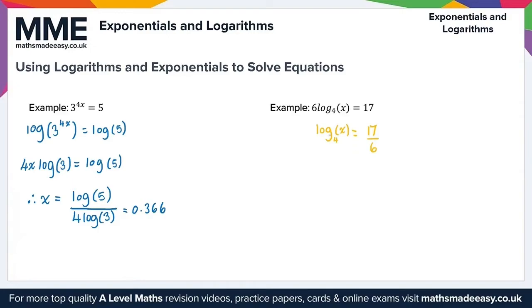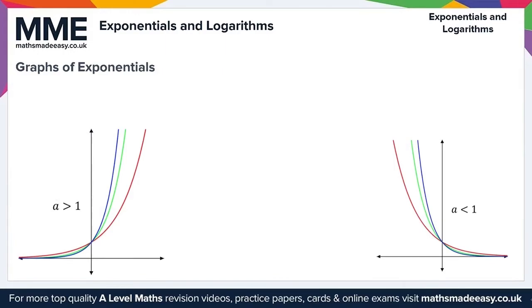Now here, as this is log x base 4, we need to use the fact that we're working with base 4. So to obtain x here, what I'd obtain then is just x. And this right hand side here, well in that case, don't forget we're working with base 4, so that's going to become 4 to the power of 17 over 6 there. Okay. And if you input this into your calculator to obtain the value of x, you simply obtain 50.8 there. Okay. And that gives us the solution to the second example here, where we're using logarithms and exponentials to solve equations. And finally, moving on now to take a look at graphs of exponentials.